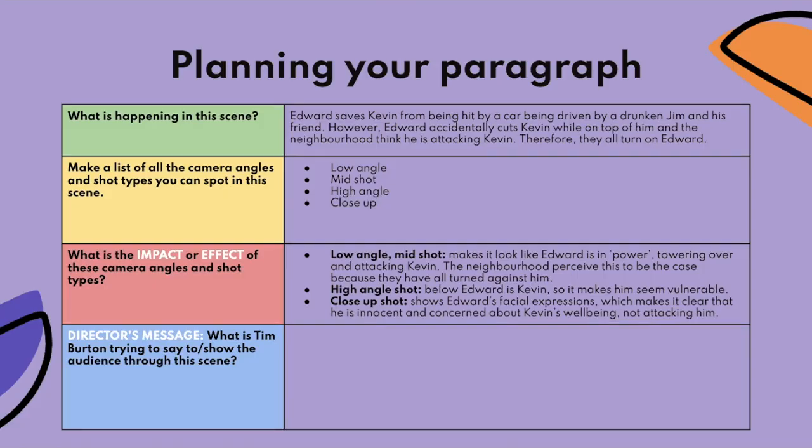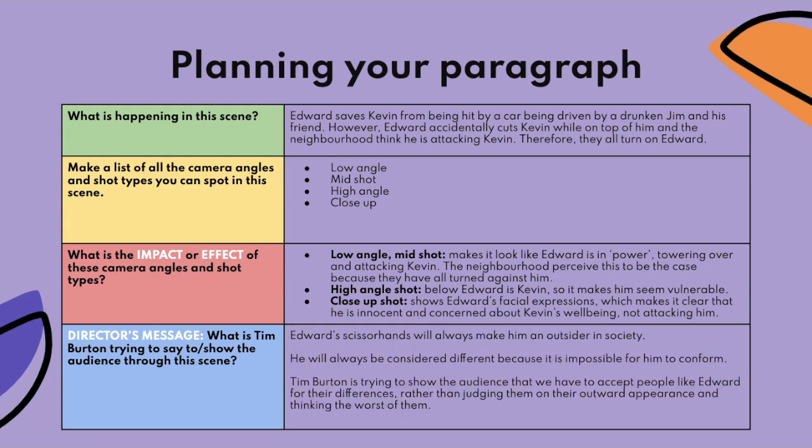So I've filled out the yellow and red portions of my table. I've identified all the different types of camera angles and shot types that I could spot in the scene, and I've also written a very short description of the impact and the effect of these scenes. And the last thing we need to do when we're planning our scene analysis, before we put our scene analysis paragraph together, is comment on the director's message. So that's the blue. What's Tim Burton trying to say to the audience or show the audience through this scene that we've just watched?